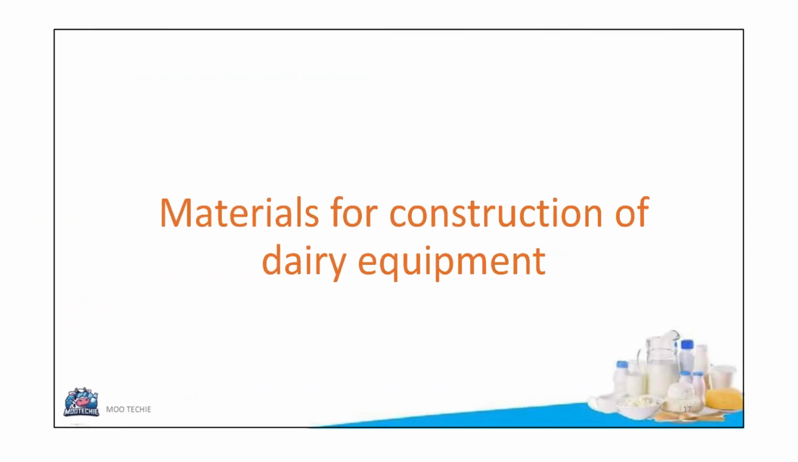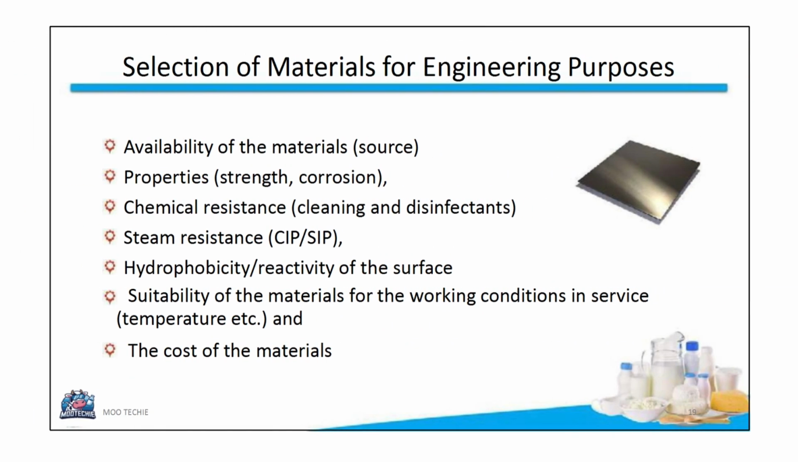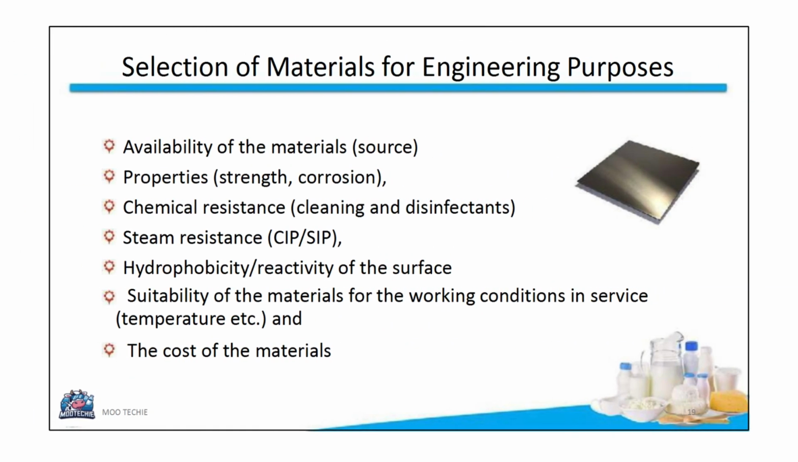The materials we choose for constructing dairy equipment are the first line of defense. We have surfaces that contact the product, like plates, pipes, and tanks, and non-contact surfaces like supports, insulation, and protective coverings. Selecting the right materials for engineering purposes depends on several factors. We must consider the availability of the materials, their properties like strength and corrosion resistance, their chemical resistance to cleaning agents and disinfectants, their steam resistance for CIP and SIP processes, the hydrophobicity and reactivity of their surface, their suitability for the working conditions like temperature, and of course, the cost.